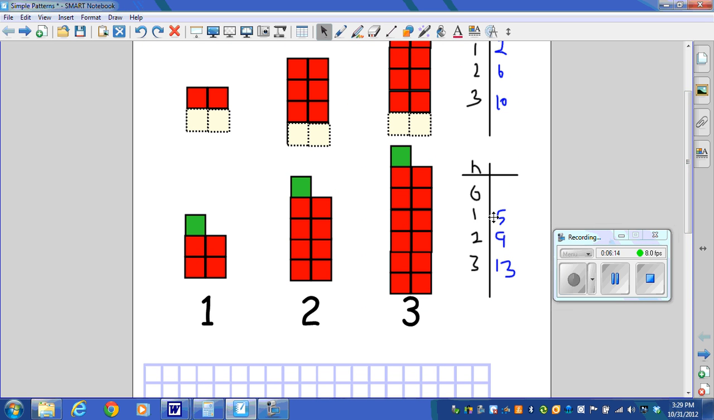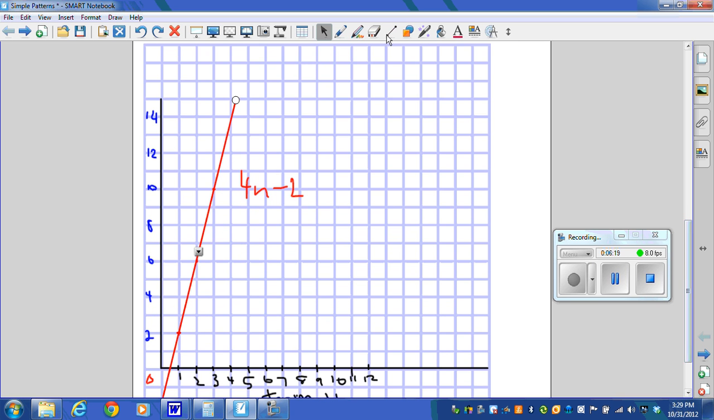So my first term is 5, 9, 13. I'm going to use blue for this. My first term has a value of 5, so it's going to be there. Then my next term has a value of 9, which is going to be there. And then my third term has a value of 13, which is going to be there.